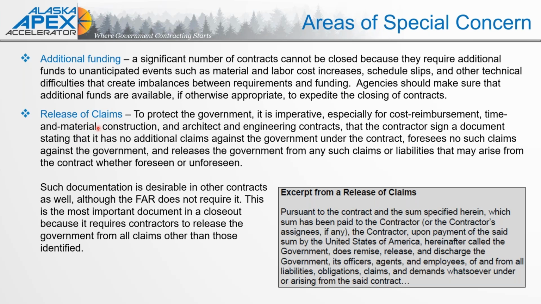Again, when we talk about those firm fixed price contracts or things purchased under the simplified acquisition process, it's just the assumption that it's complete upon receipt of final payment. One of the things I want to pull out is I do have a little excerpt from a release of claims that gives you an idea of the language that we're talking about.